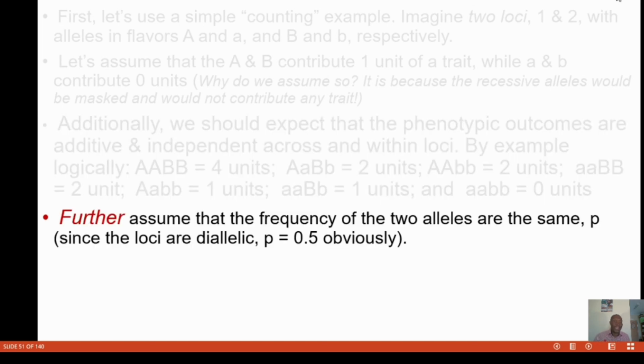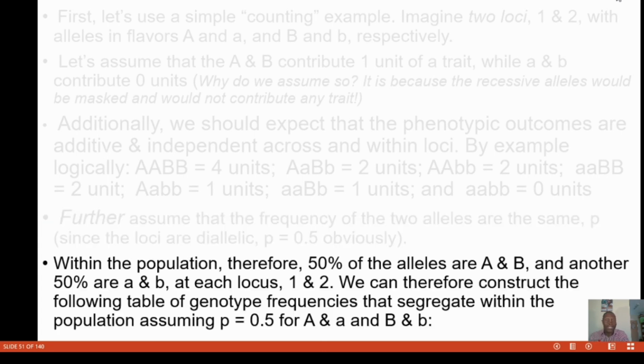So let's further assume that the frequencies of the two alleles are the same. We get a little bit into the quantitative genetics here, where we can assume that P stands for 0.5. If we are into the Hardy-Weinberg equation, we'd understand why P is 0.5. But for now, let's just accept that as a fact. So within the population, 50% of the alleles are A and 50% are a, and likewise B and b at each locus, locus 1 and locus 2. We can therefore construct the following table of genotypic frequencies that segregate within the population, assuming P is equal to 0.5 for A and small a, and for big B and small b.